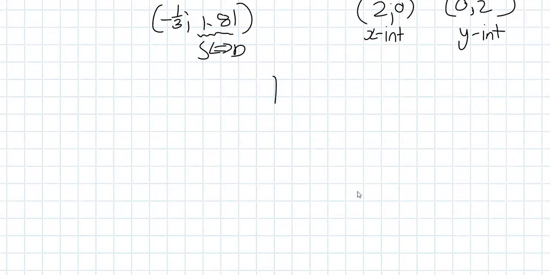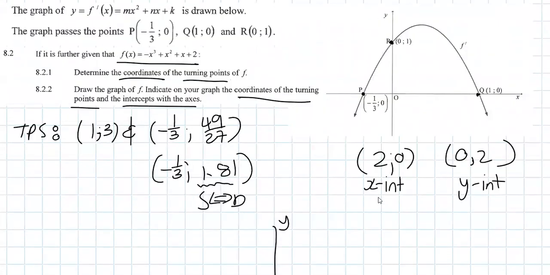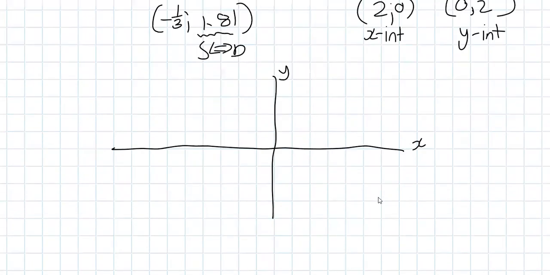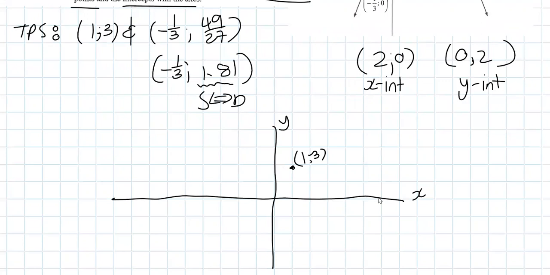I'm going to give myself axes here, nice and neat. You don't have to, so it asks for turning points and intercepts with the axes. It's not drawn to scale. So we just do more or less our turning points go 1, 3. So not drawn to scale. So 1, 3 is one of them, and our other is minus a third. So just an incy little bit, and then 1.81, so a little bit up. Just put it there. Minus a third, 1.81.